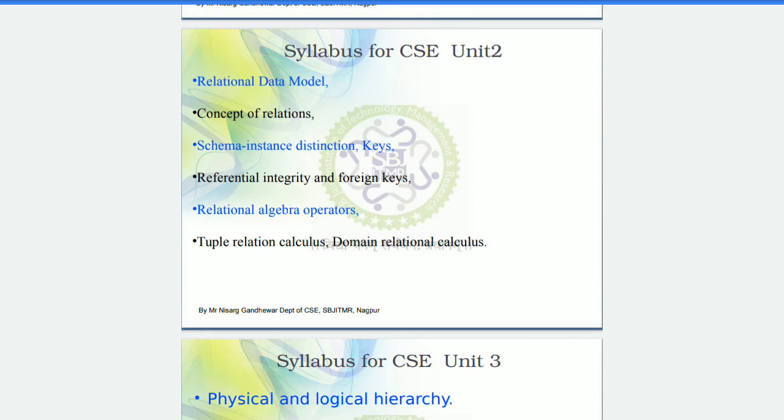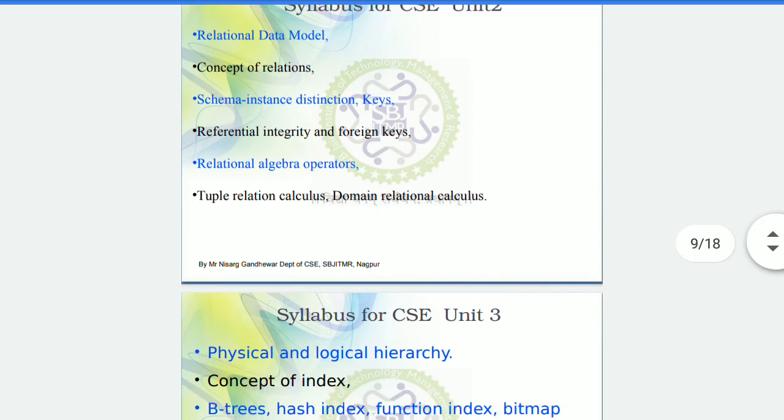Then there is the concept of foreign key. Relational algebra operators are there. As I told you that you require knowledge of discrete mathematics, in relational algebra you require this knowledge: union, intersection. These are the basic operations that we are going to use. So this is unit number 2.